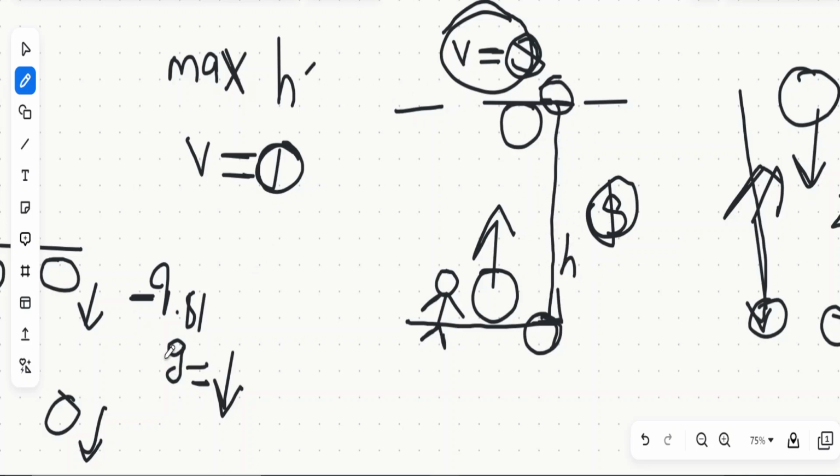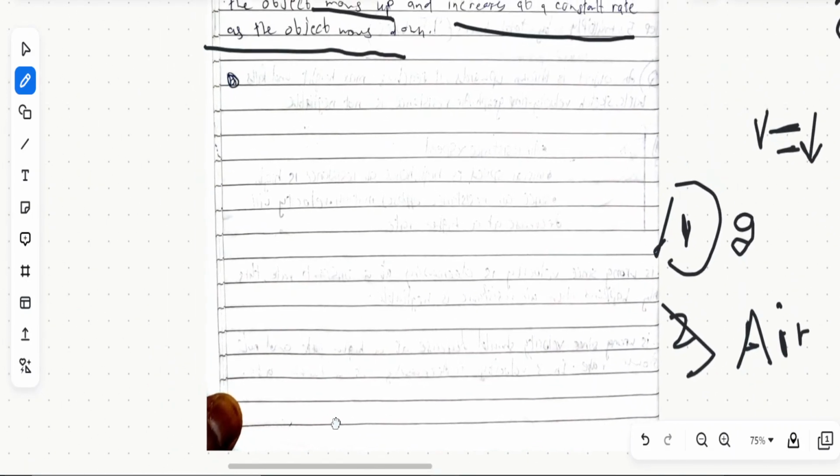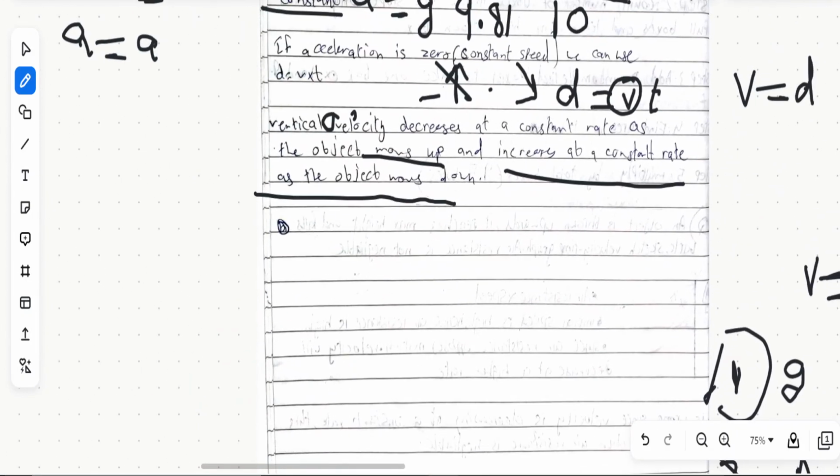All right. And this was when your ball is traveling in air. Now, another type of question you'll find is when your ball is moving on a slope. If your ball moves on a slope, it's the same thing.